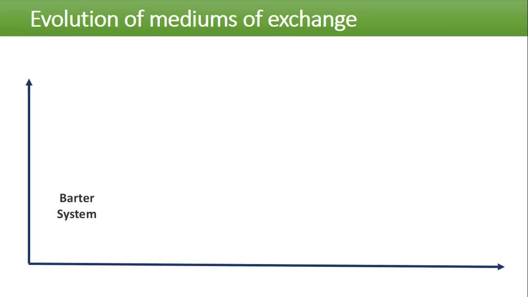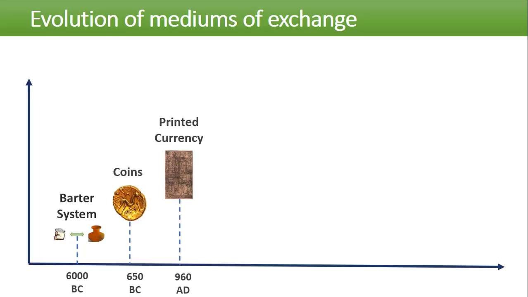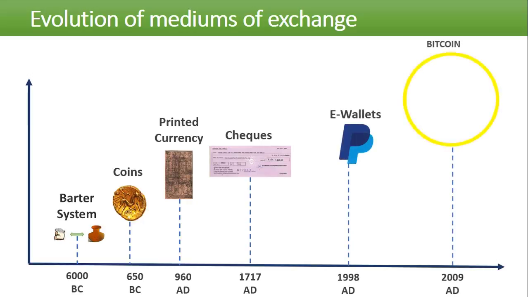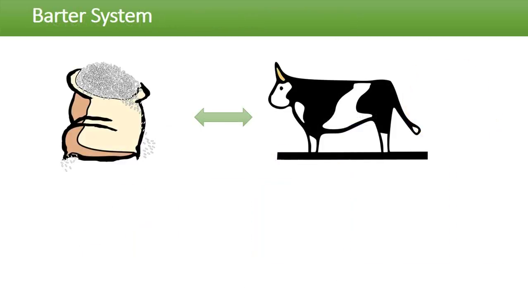So we first started with the barter system around 6000 BC, where we exchanged goods for goods. Then we moved on to all kinds of coins, including gold coins around 650 BC. We then came up with printed currency around 960 AD, followed by the system of checks, the most basic form of which was first used in 1717 AD. Then PayPal came up in 1919 AD, and finally in 2009 Bitcoin was released. So let's start with the first type, the barter system.